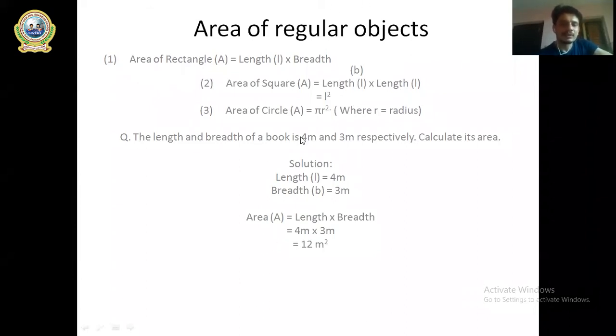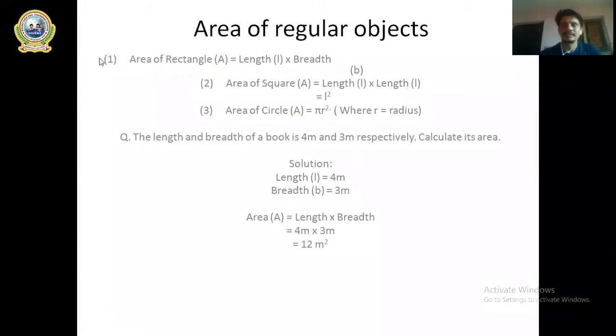And area of circle is equal to pi r square. This is pi. It is the Greek letter. It is called pi. And r, what does r mean? R stands for radius. R equals radius. So these are the formulae which are used to calculate the area of regular body.